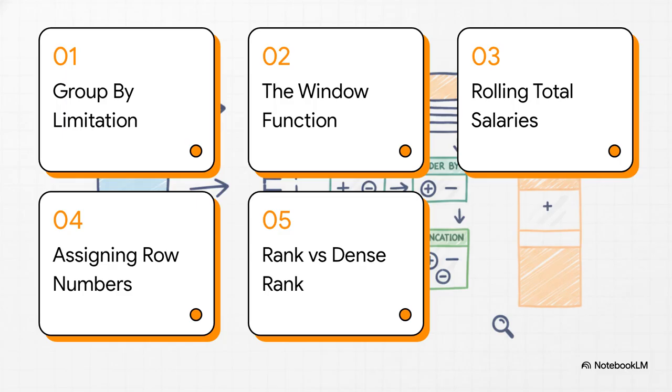We'll look at the group by limitation, enter the window function, run a scenario on rolling total salaries, assign some row numbers, and finally, battle it out with rank versus dense rank.